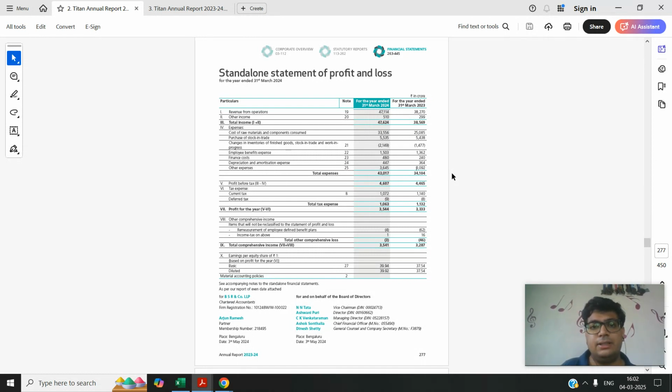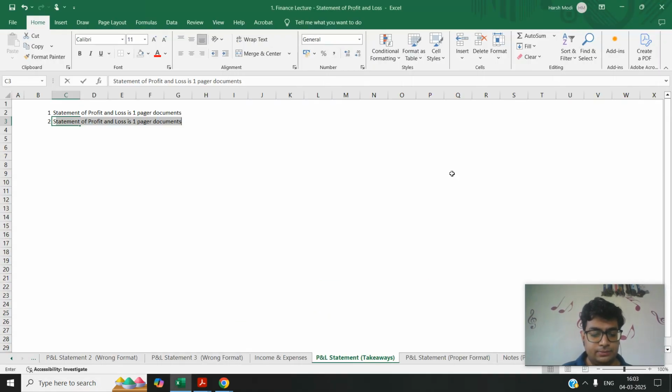In the second and third incorrect formats, they were placed one below the other. In real life, income and expenses are in vertical format. You first write details of all your income, below it you will have details of all your expenses, and not side by side. So that's the second takeaway here. Statement of profit and loss is vertically prepared.